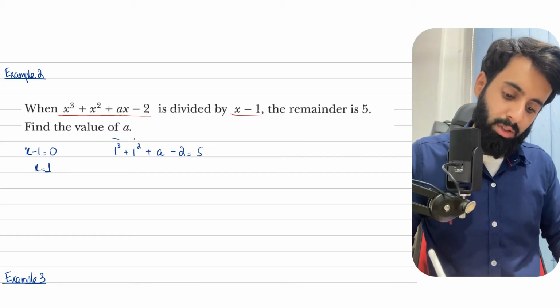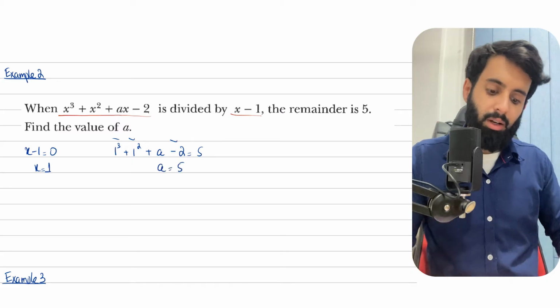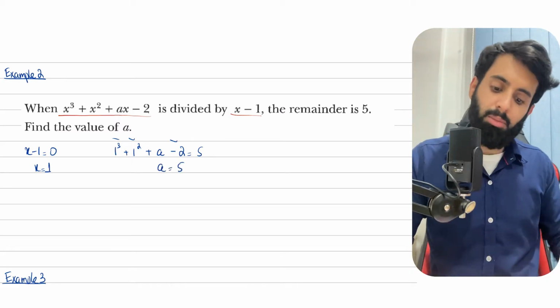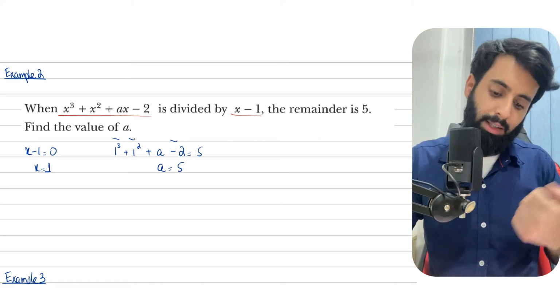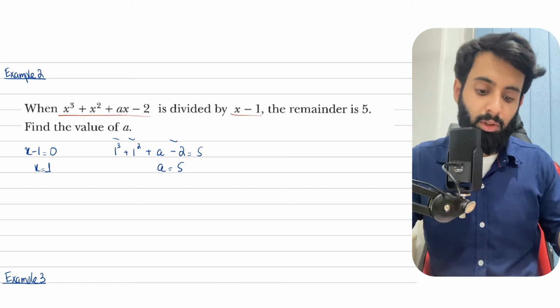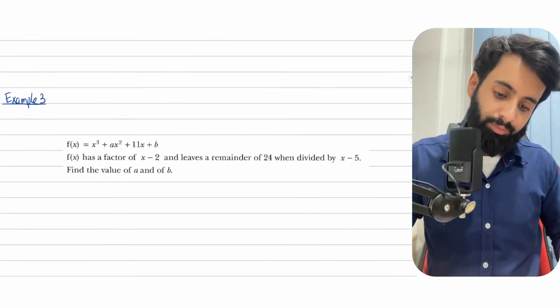So 1 plus 1 is 2. 2 minus 2 is 0, so that means straight away we have the value of a, and that is equal to 5. Now you must have noticed that I'm not really putting brackets over here. That's because the value of x is positive. Had the value of x been negative, then we would have been very careful and would have made sure to put the bracket.